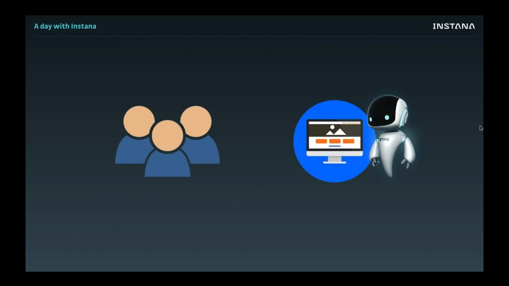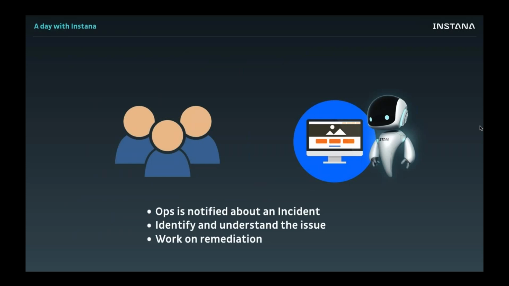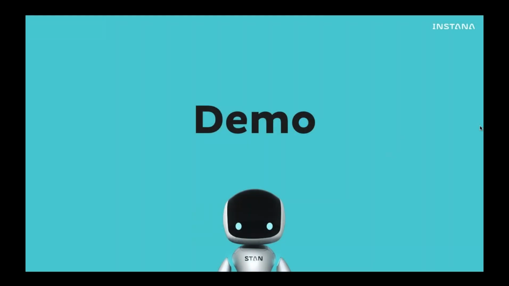And then what Michael's going to talk through is a day in the life of a DevOps person using Instana. Ops is notified that there's an incident. He or she will identify and understand what that issue is, and then work to remediate, etc. So, with that, let's go ahead and ask that second question, and then also switch over to Michael.